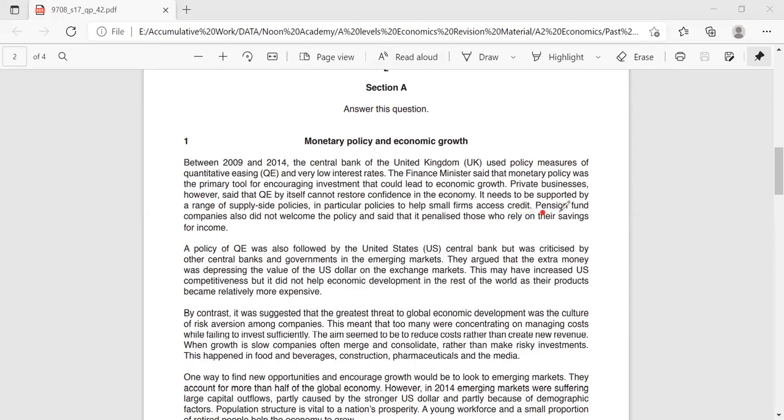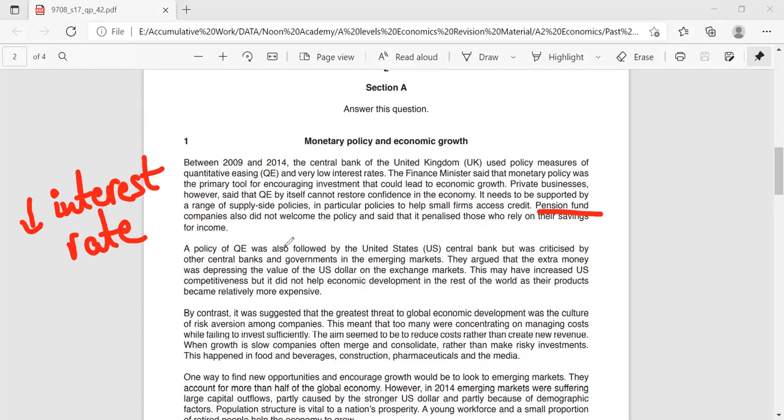Pension fund companies also did not welcome the policy and said that it penalized those who rely on savings for income, right? So think about this. When interest rates are going down, who is getting affected? When interest rates are lower, people who are saving their money and earning interest on that will be affected. Yes or no? So that is why pension fund companies are not happy. Companies that hold people's pension funds and invest in different places and give them returns over time are not happy because with lower interest rates, they know that their customers will get less return.